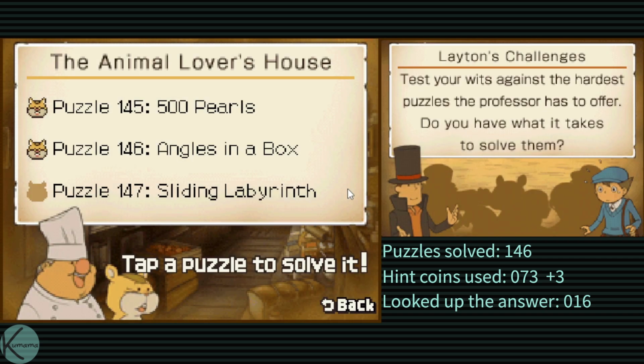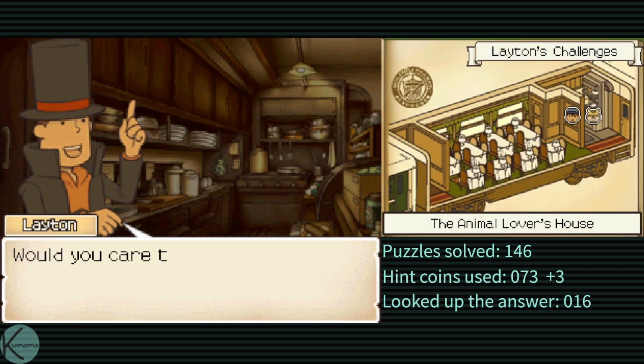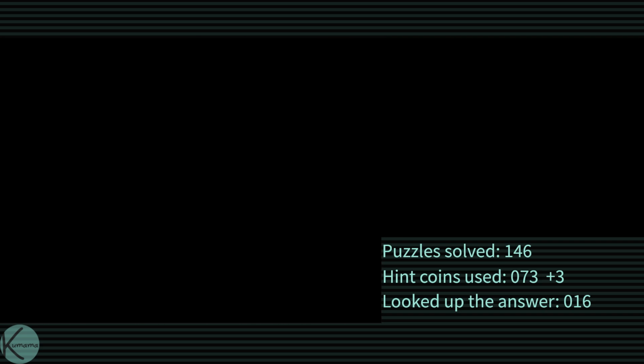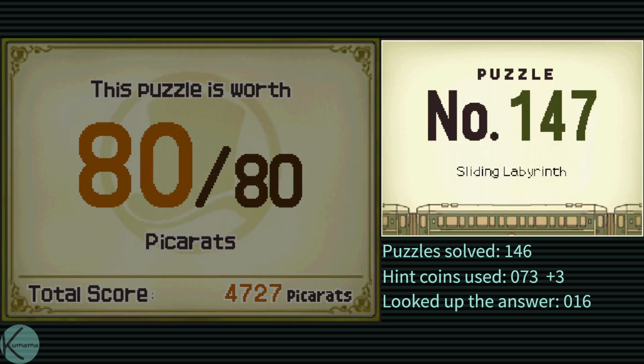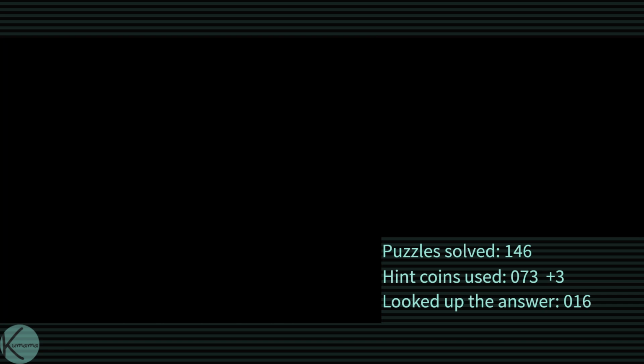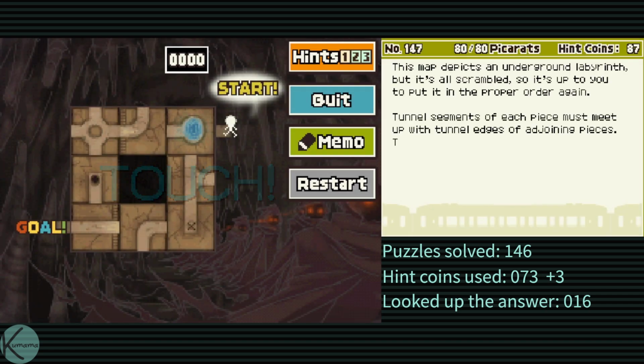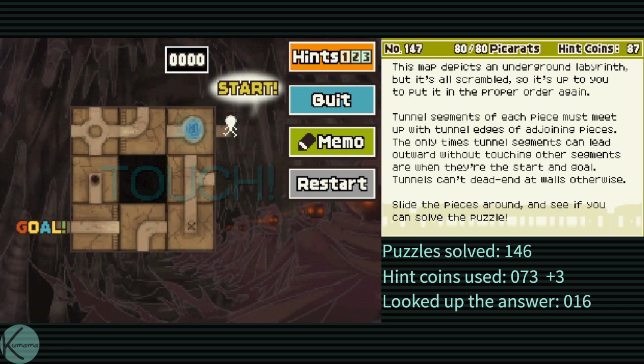It's the hint coins. This face. I feel this intensely. In fact, my eyes might be actually smaller as I stare even wider than Luke is right here. Sliding labyrinth. Oh, please. It's gonna be just the worst. I'm gonna eat my words. Would you care to take a shot at this one? I'm gonna be so unhappy, aren't I? 147. Sliding labyrinth. It's just a sliding puzzle. Well, I should not just say just, but, you know.